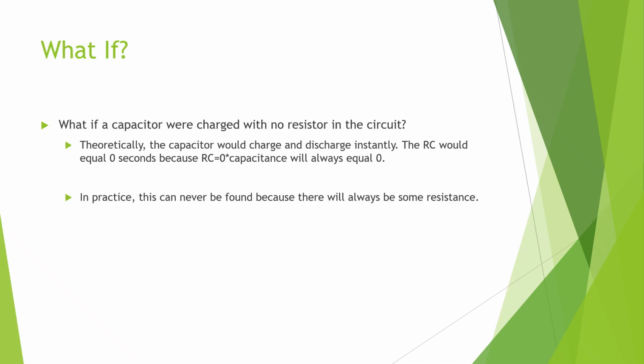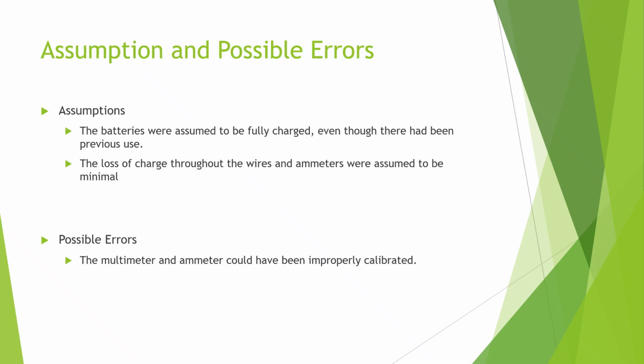What if a capacitor were charged with no resistor in the circuit? Theoretically, the capacitor would charge and discharge instantly. The RC would equal 0 seconds because R equals 0, and 0 times capacitance will always equal 0. In practice, this can never be found because there will always be some resistance.